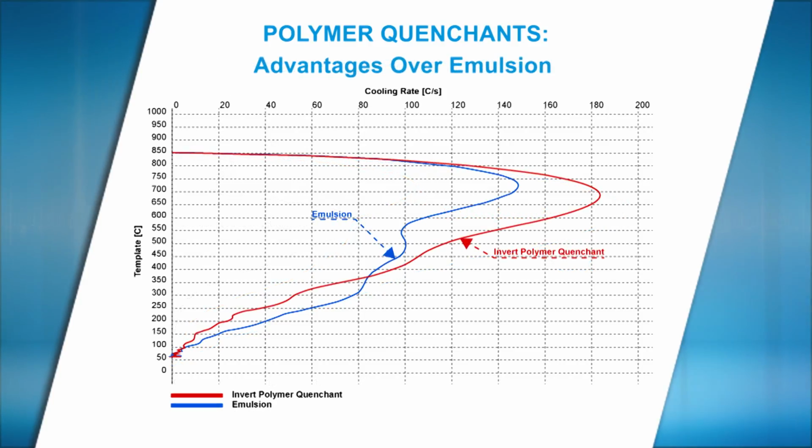Emulsions have historically been employed in these applications instead of oil, but unfortunately, they do not give the low cooling rates in the temperature range for martensite transformation necessary to reduce or eliminate the danger of cracking. These cooling characteristics can only be achieved with polymer quenchants.